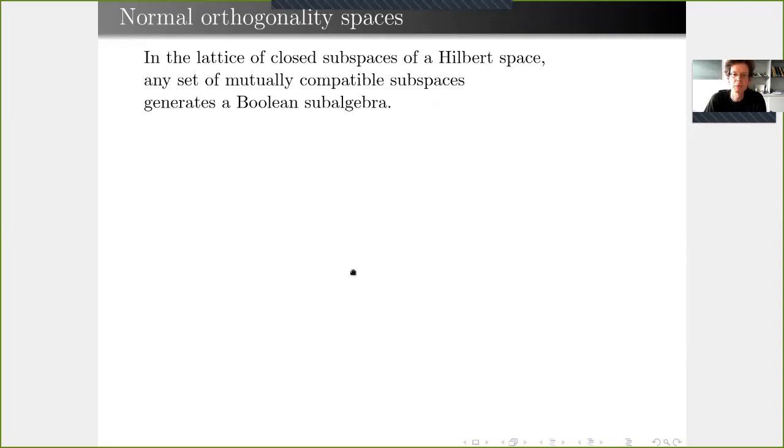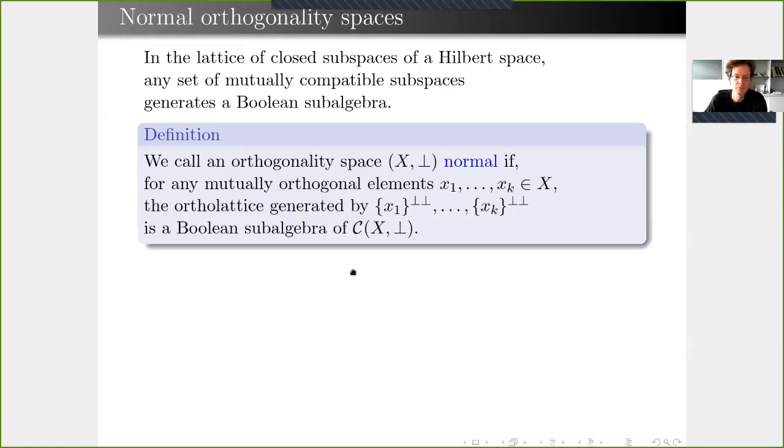So we have to think the situation over, and what we have decided is to consider not orthogonality spaces in their full generality, but more special objects. What's relevant about the lattice of subspaces in the Hilbert space? The Boolean subalgebras. Boolean subalgebras correspond to observables, and so it makes sense to require a reasonable behavior of Boolean subalgebras also in the case of our orthogonality spaces. We call an orthogonality space normal if the following holds. Consider mutually orthogonal elements within the ortholattice of closed subspaces of our orthogonality space. We want that the closures of these orthogonal elements, taking singletons, generate a Boolean algebra.